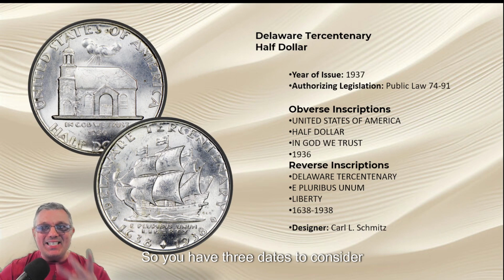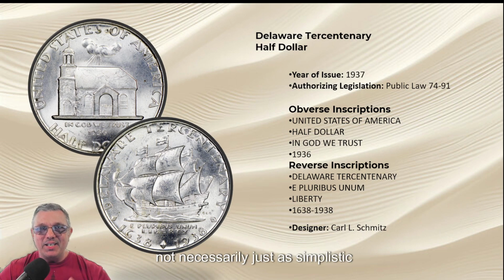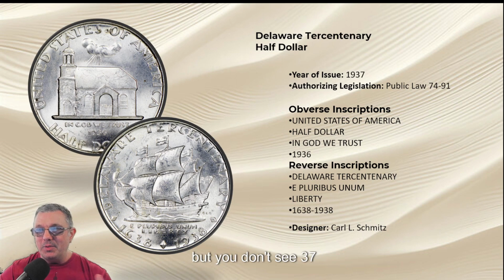So you have 3 dates to consider when you're looking at this particular coin, and I like the nuance, not necessarily just the simplicity of the design, but I like the fact that it has '36, '37, '38, but you don't see '37, but '37 was when it was minted. Kind of a cool little story there.